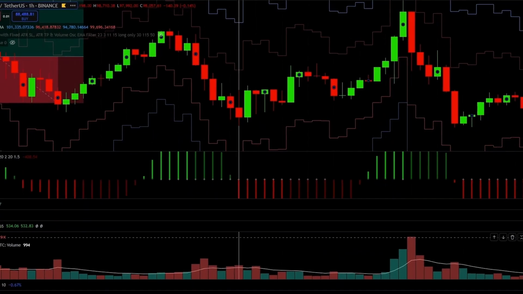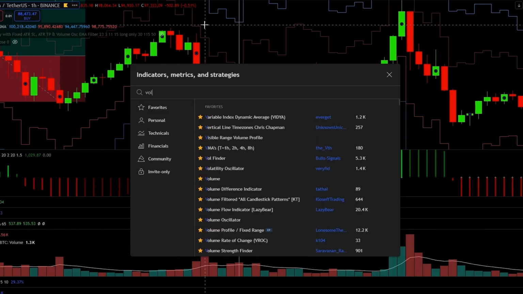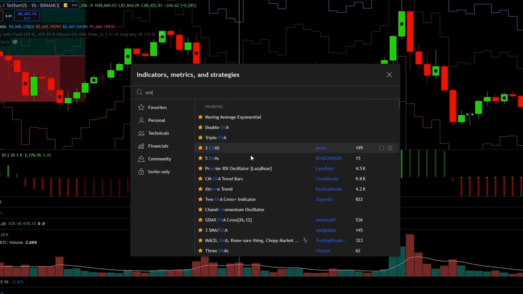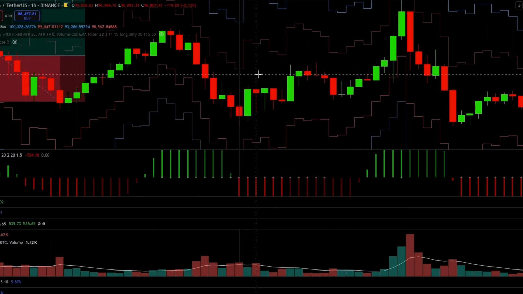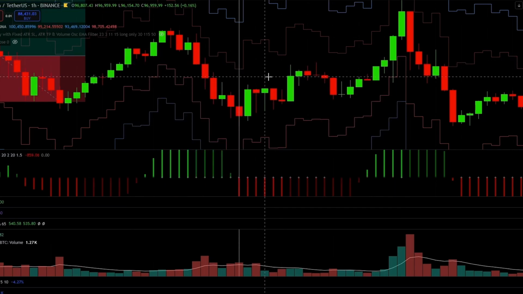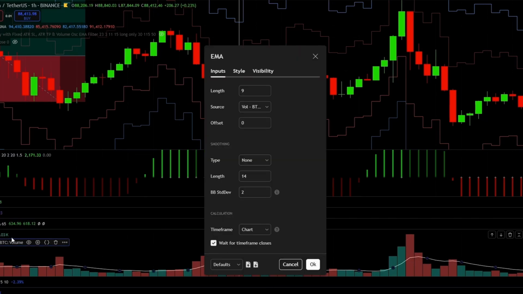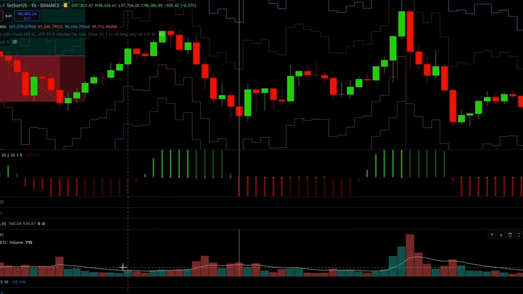The next will be the volume with an EMA. For that, simply type in volume, add this, and EMA. Add the moving average exponential. Now you should move the moving average exponential from being on the chart down to being on the indicator, and then you open up the EMA settings and change its source to volume. This way the EMA will move according to the volume indicator.